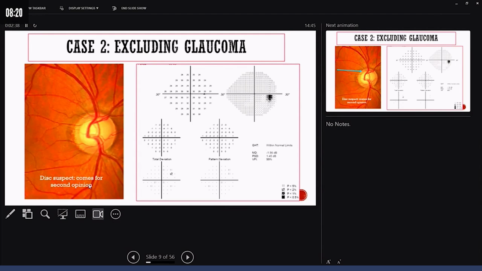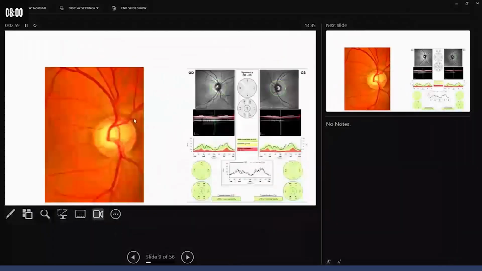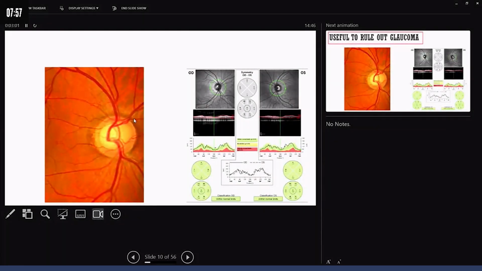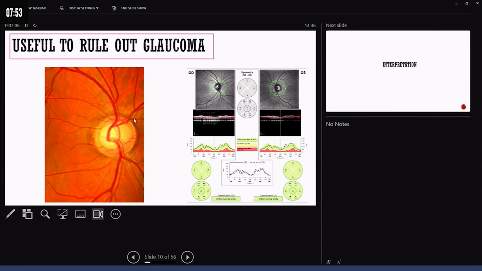Another very important thing is excluding glaucoma. We all have patients who have been suspected as glaucoma elsewhere, sometimes already treated as glaucoma. The patient comes to you, you can see there is a superior rim slope. I hope it's visible there. But the RNFL is okay, not looking like glaucoma. The fields are normal. The patient is already on treatment. You want to stop medicine. You do OCT, everything is green. It gives you extra confidence to stop the medicine and to follow up the patient. So OCT, apart from pre-perimetric glaucoma, also has a very important role in excluding glaucoma.